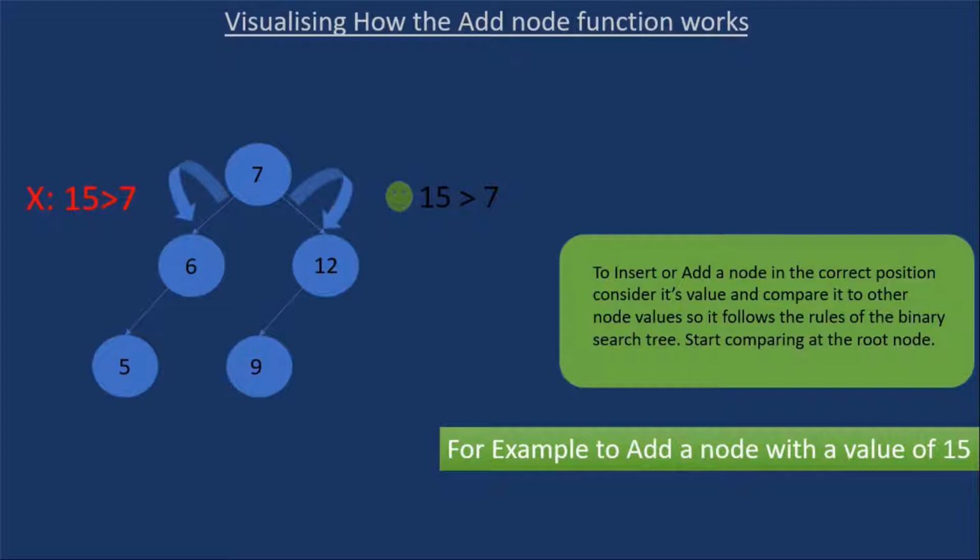Our node has a value of 15 and our current node value is 12, and 15 is greater than 12, so we go to the right pointer of the current node, but the right pointer is pointing to null, or to nothing, so there is no node to compare with. Therefore, we point the current node's right pointer to the node we are adding. And that's it. We've successfully added a node to a binary search tree.